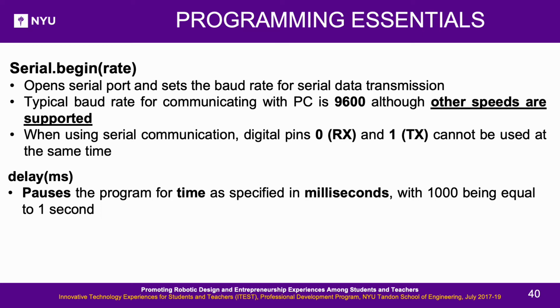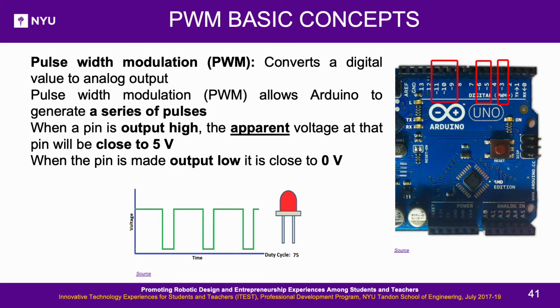delay(). This command pauses the program for the time specified in milliseconds, with 1000 being equal to 1 second. PWM basic concepts. Pulse width modulation converts a digital value to analog output.